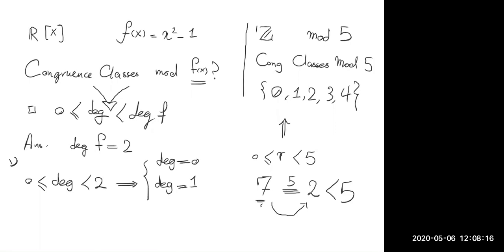Okay? Now, if the degree is 0, what does it mean for a polynomial to have degree 0? It means it's just a constant number, right? Constant number.